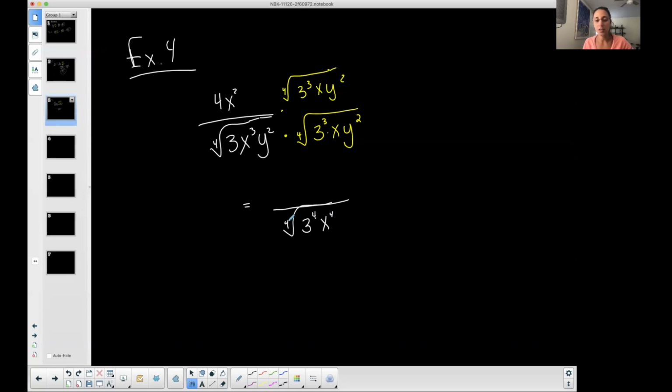I want this to match this so it will simplify. Y squared times y squared is y to the 4th, which is good. I want this to match this so it will simplify. I want to simplify that in a second.